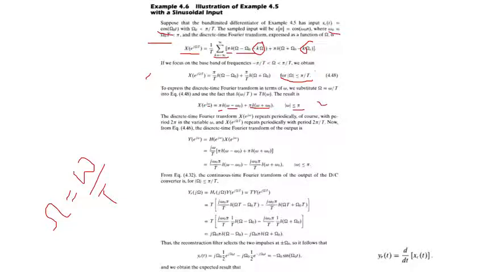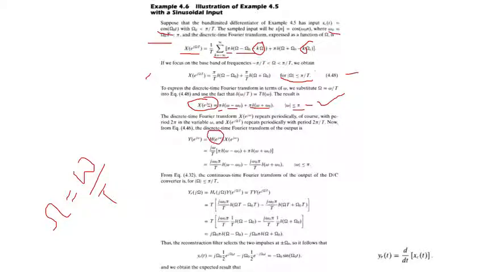Obviously this response is periodic and repeats itself with a period of 2 pi by T. Here it repeated with a period of 2 pi, here it repeats with a period of 2 pi by T. Now this is the discrete input. Now we have the system. This is the discrete system.